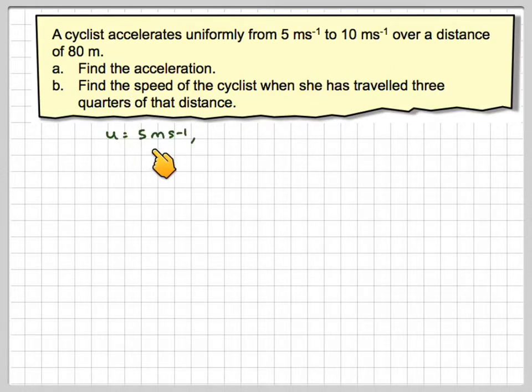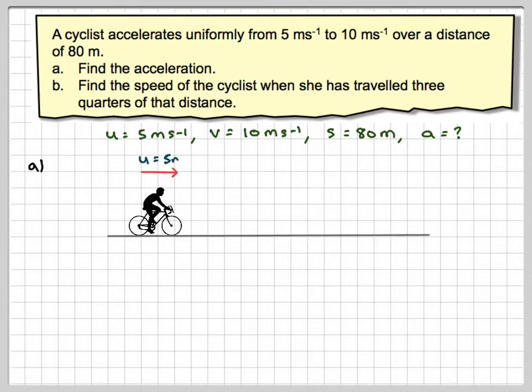So we've got u is equal to 5 meters per second, v is 10 meters per second, s is 80 meters, and a we need to find. So using part A, just drawing a diagram.